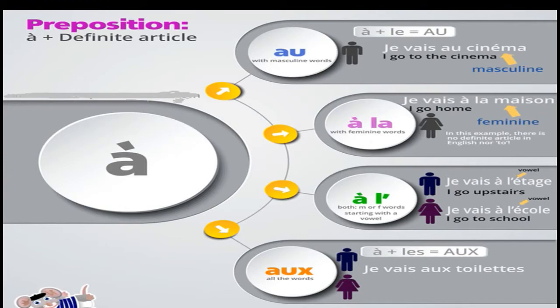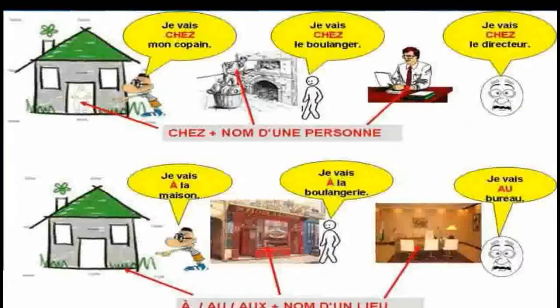I use au or à la or à l', but with the persons, I use chez all the time. Chez, C H E Z. I call it chez. For example, je vais chez mon copain. Mon copain is my friend. Je vais chez le boulanger. Boulanger? Yes, we take a boulangerie. Boulangerie is the place. But the person who works there, I call him a boulanger.